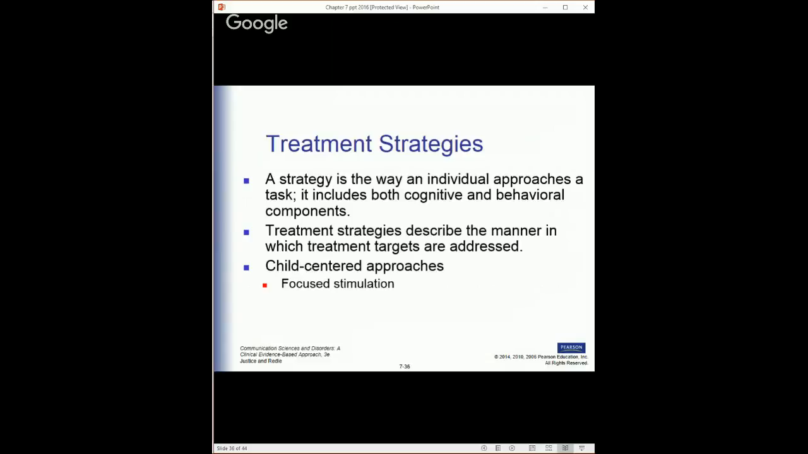During focused stimulation, the child's not required to respond at all. They're just expected to listen. However, the parent or professional arranges the environment and uses verbal techniques to entice the child's verbal participation and use of language targets. Focused stimulation is often used with young children, infants, and preschoolers, and can be implemented by parents in the home following training by a professional.